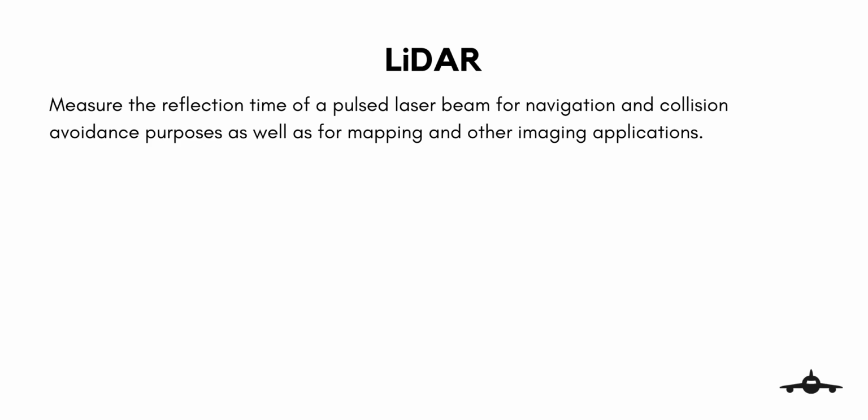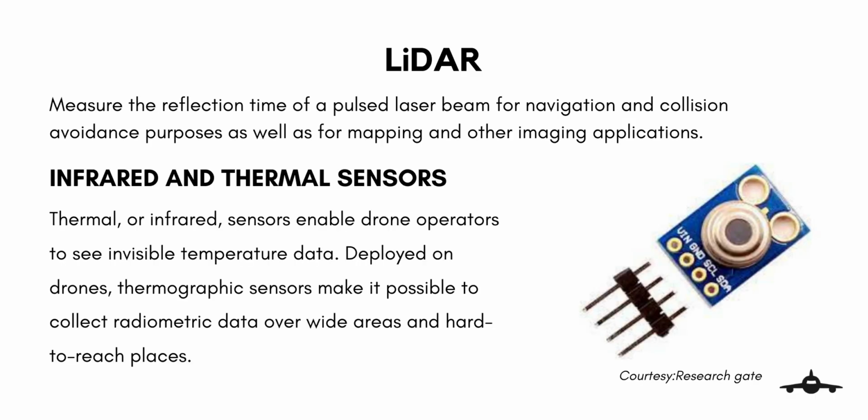Light detection and ranging. It measures the reflection time of a pulsed laser beam for navigation and collision avoidance purposes as well as for mapping and other imaging applications. Infrared and thermal sensors. The potential use for infrared sensors, especially in cameras, is vast and includes search and rescue, surveillance, crop and forest health, pipeline inspection, leak detection, etc., depending upon the precision of the sensor.